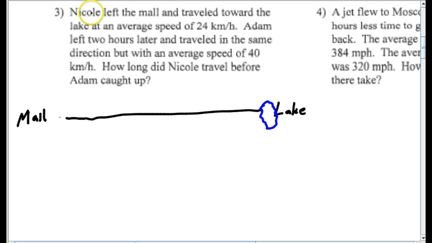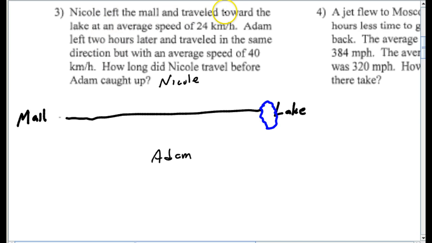And Nicole left the mall. This is a round trip. This is her going there, and then, oh no, two people. This is just her going there. So I'll put Nicole up here. Put Adam back there. And this represents the two rows that you have on the box.